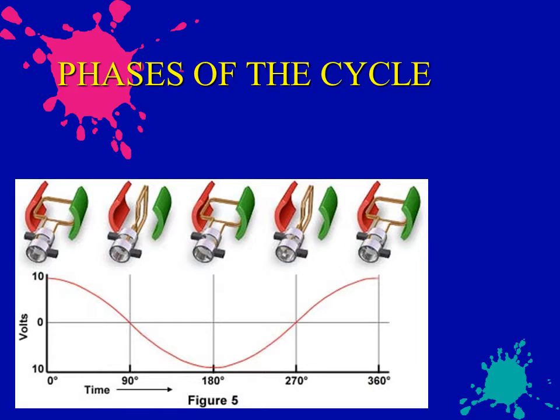The coil goes through different phases of the cycle, creating a sine wave. At the starting point of the cycle, in other words 0 degrees, we have maximum output because it cuts the magnetic field at a right angle of 90 degrees. At 90 degrees, we have no conductors cutting through the magnetic field. Therefore, we have no output in volts, in other words 0 volts.